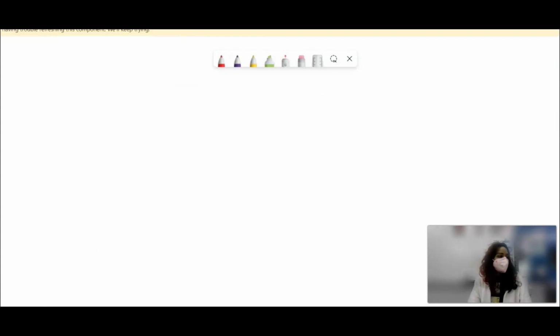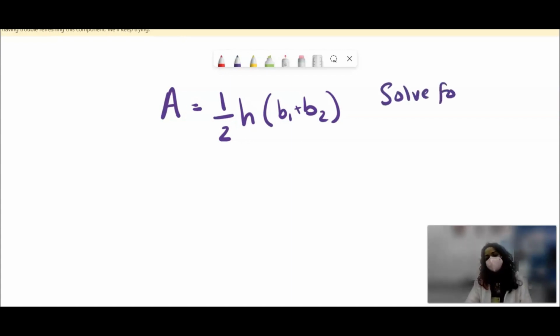All right, so let's try a more difficult one. Let's do the area of a trapezoid. Do you guys remember what that is? Area equals 1/2 height times B1 plus B2. And the instructions are solve for B1. Whenever I get this, I really like to underline or highlight what variable I'm looking for, because sometimes you might get your variable in two different places, and then you have to make sure they're all combined. So that helps me recognize if I've got it in multiple places.